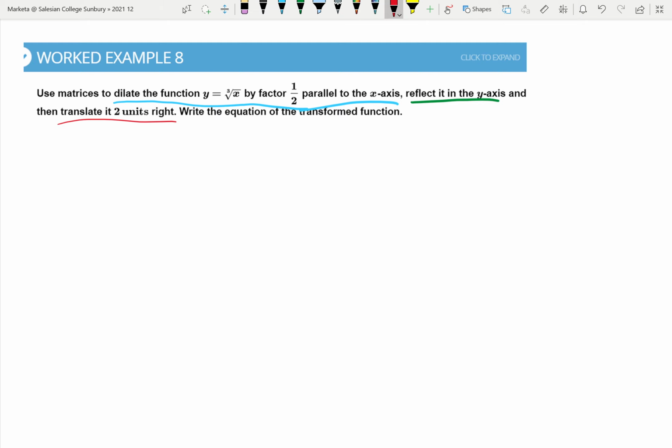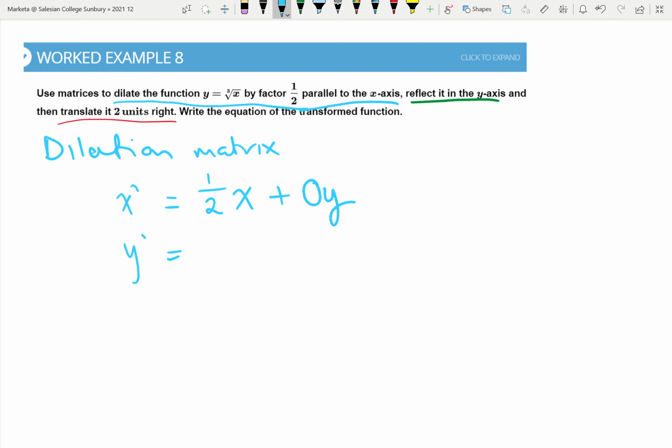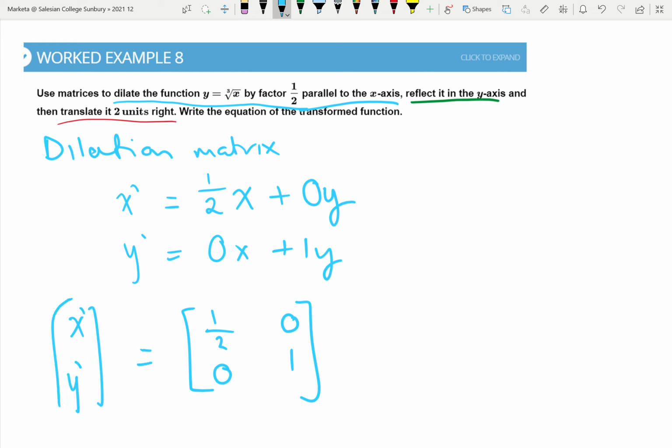So I'm going to do it in parts. You may well be able to do it in one go, but just so you can see clearly how it works, I'm going to do it in 3 separate parts. So I'm going to first deal with the dilation. So the dilation matrix is going to be, well, x image and y image is given to me by half parallel to the x-axis. That means it affects x. And y image is 0x plus 1y. So just the dilation is given to me by half, 0, 0, 1. So that's my dilation matrix. So I'll say x image, y image equals that, and we're timesing that by our original point. So that would be my dilation.